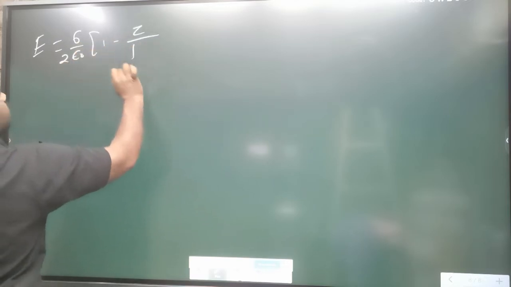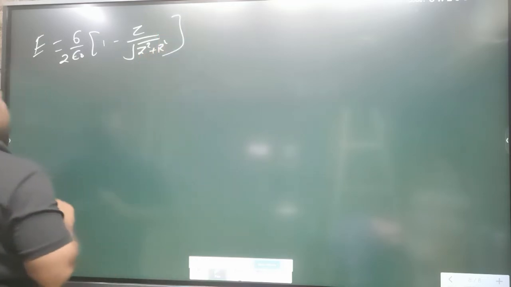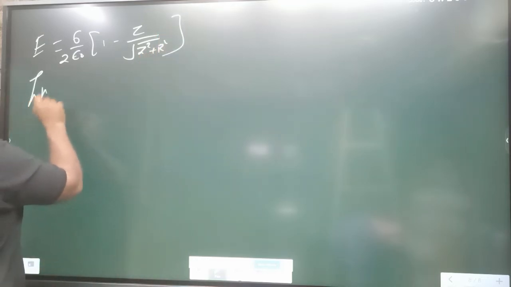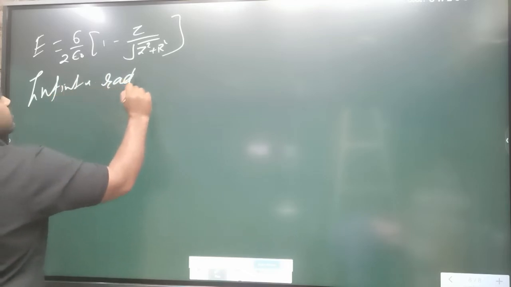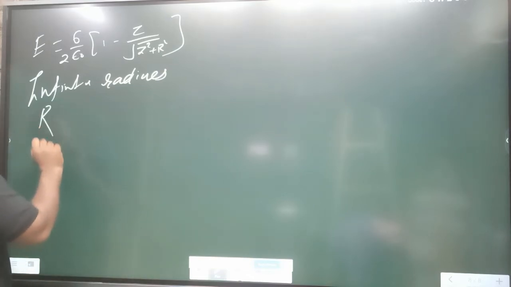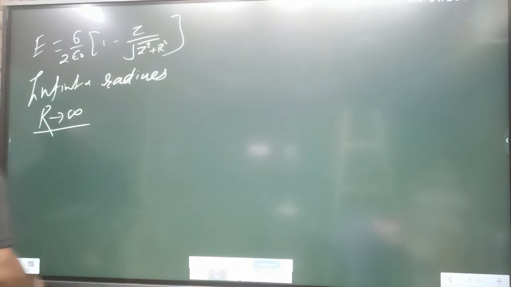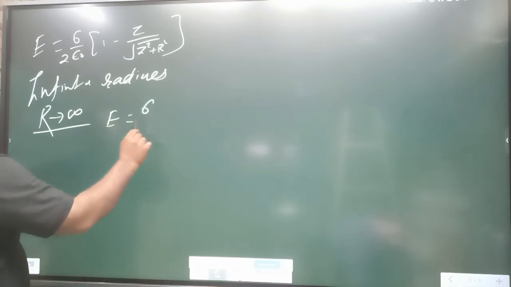Remember: E equals sigma upon 2 epsilon naught, 1 minus z upon under root z square plus r square. We can take infinite radius, meaning r tends to infinity. The second term goes to 0. Then the electric field is sigma by 2 epsilon naught.